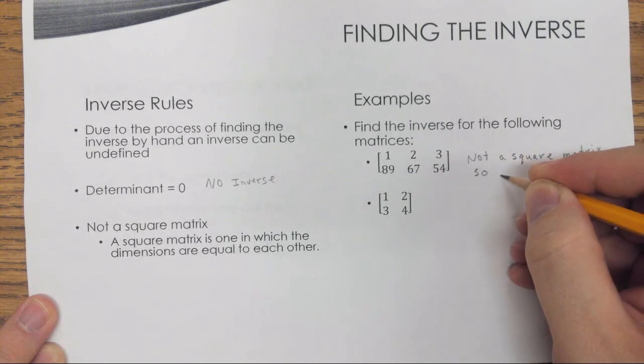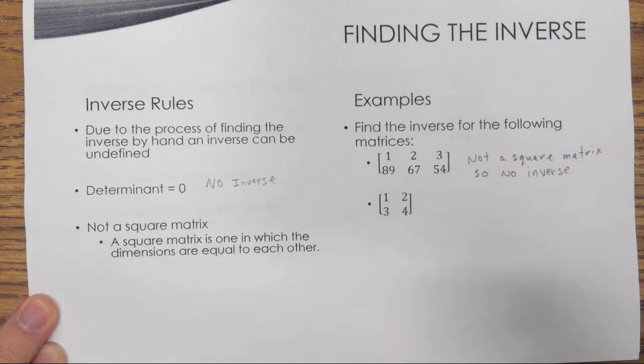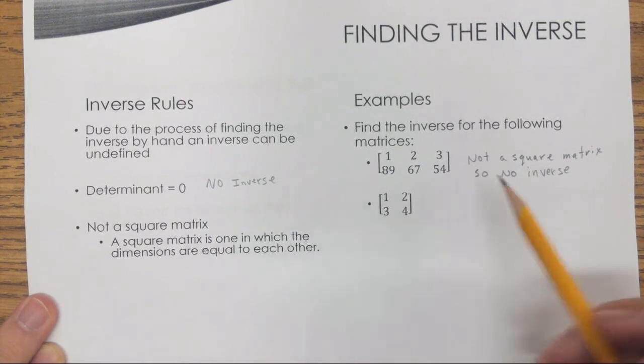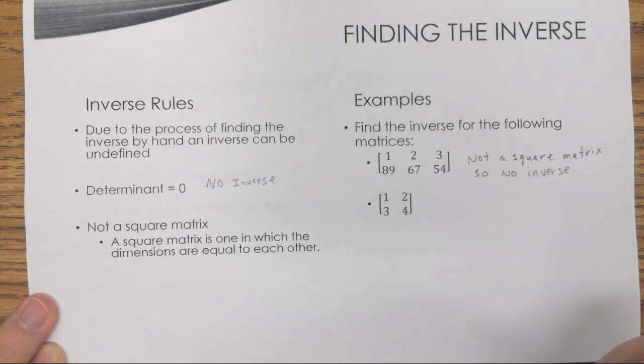So, there's no inverse. Can't find the inverse for that. Okay? Now here's this one. Is this a square matrix? Well, 2 rows, 2 columns. Yes, it's a square matrix.